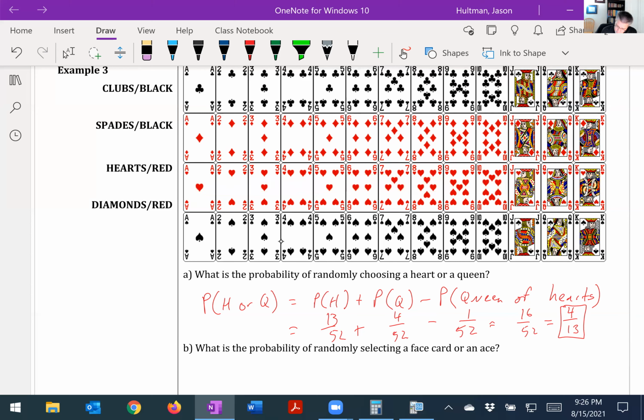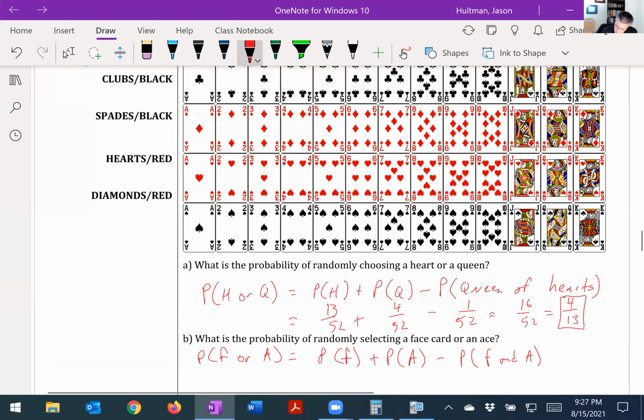Okay, what's the probability of randomly selecting a face card or an ace? A face card are the ones that have faces on them. Those are the jacks, kings, and queens. And an ace is just the one card that has an A for ace. So what's the probability? The probability of getting a face card or an ace is equal to the probability of getting a face card, plus the probability of getting an ace minus the overlap, face and ace, right?